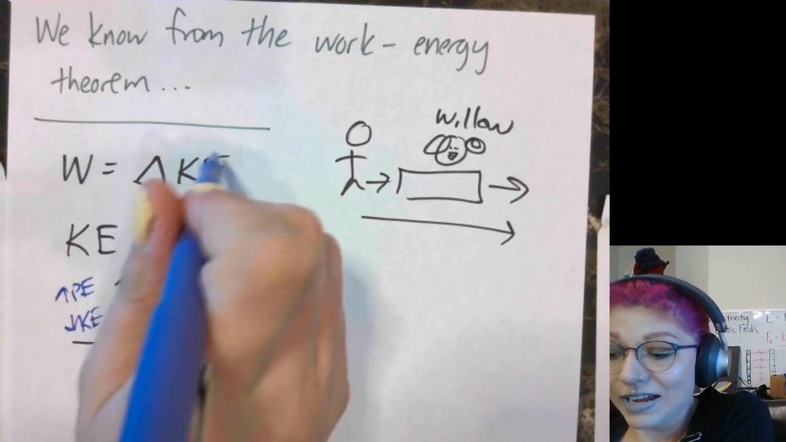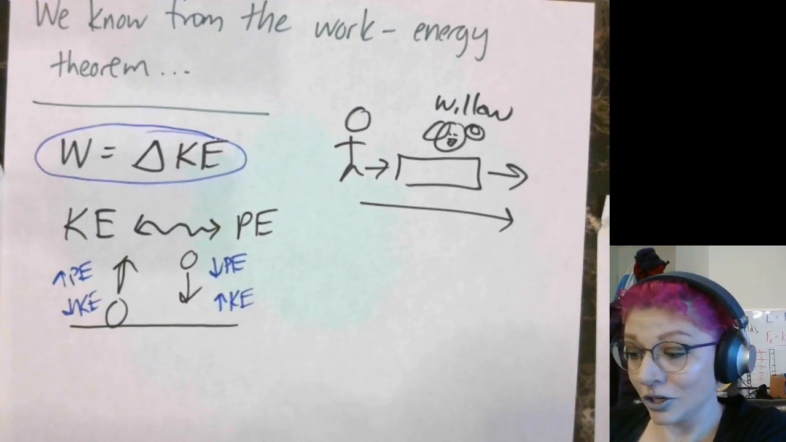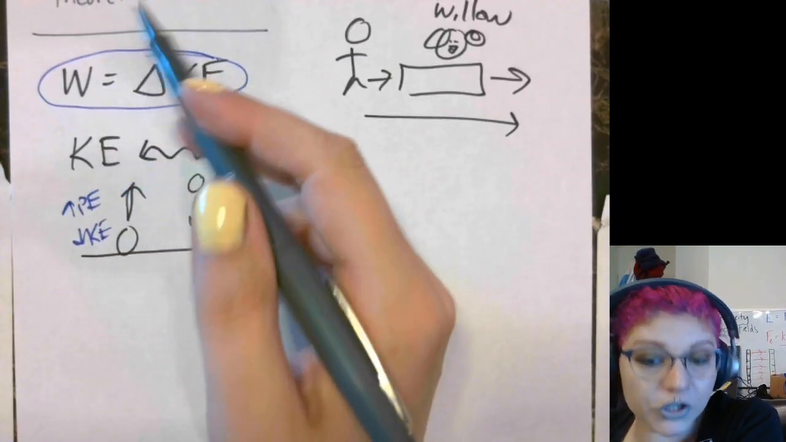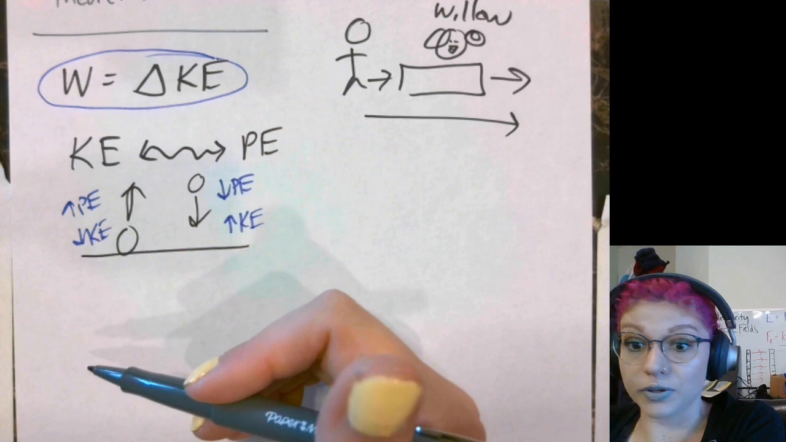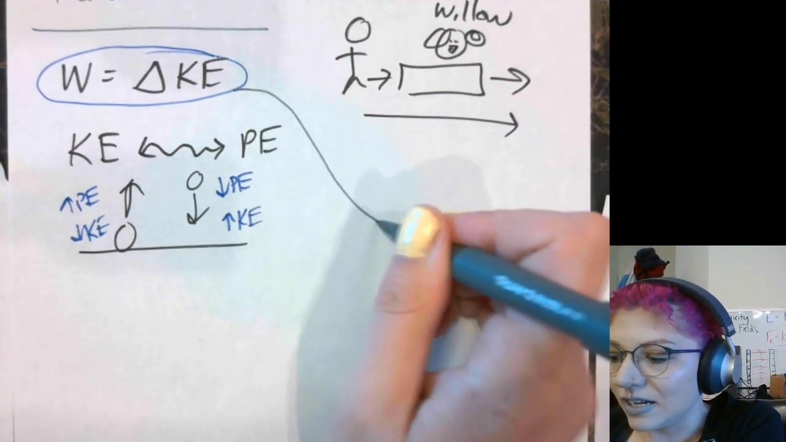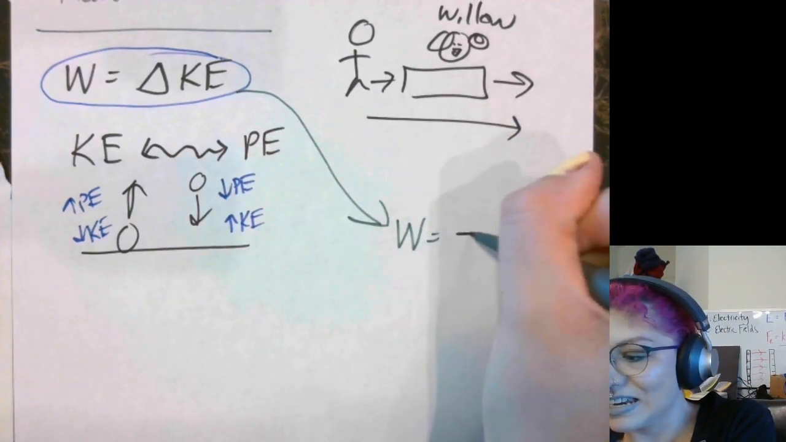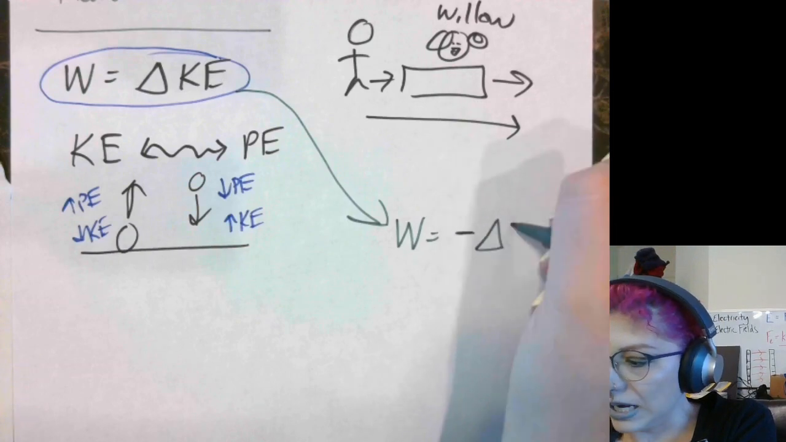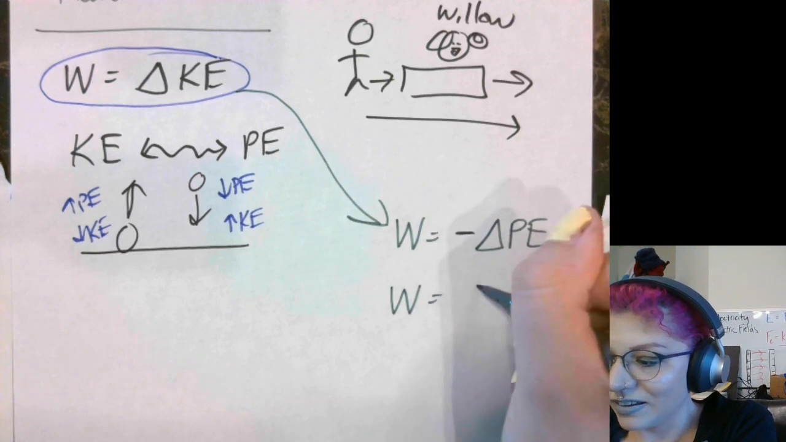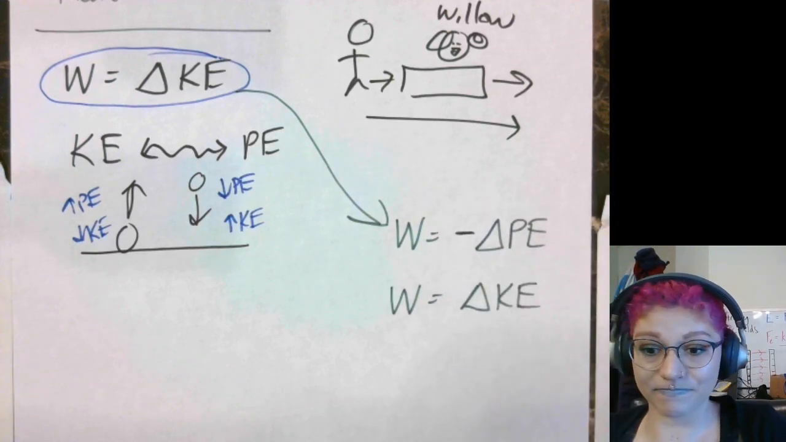So I am going to rewrite this work equation in terms of potential energy. We know that as kinetic energy goes up, potential energy goes down for these classic physics examples like the ball. So I can say that work is also equal to the negative change in potential energy, right? This is the same thing as saying the positive change in kinetic energy.